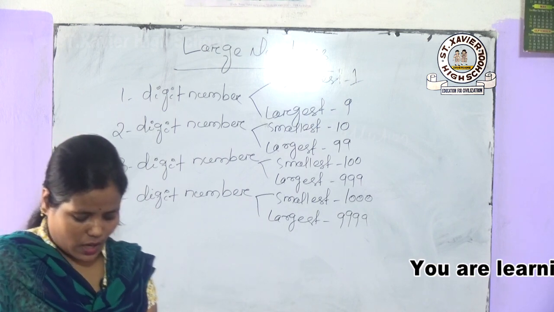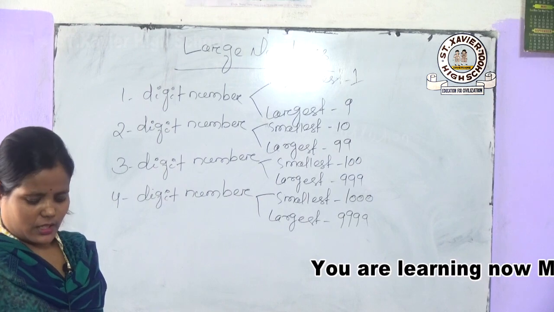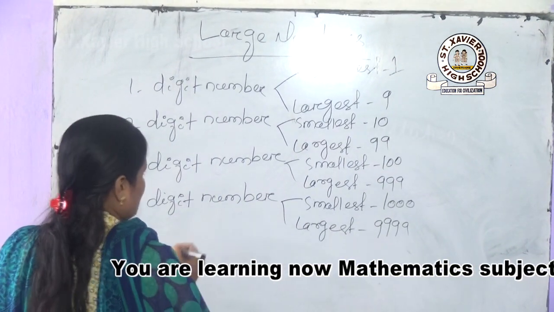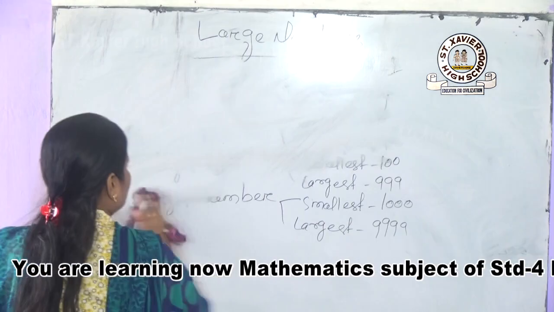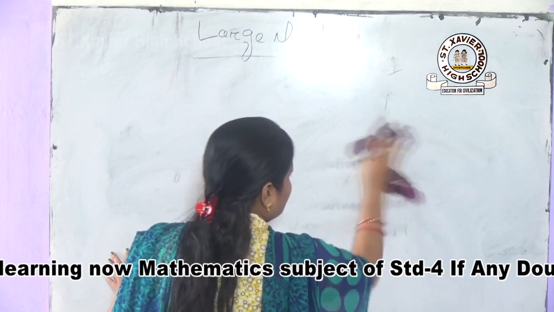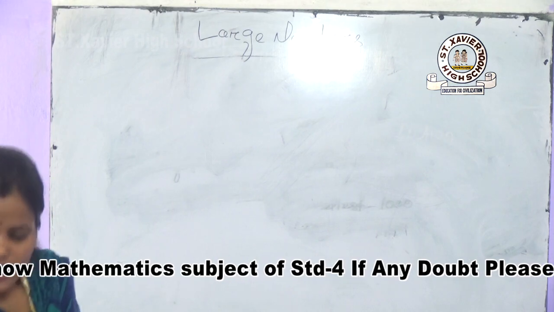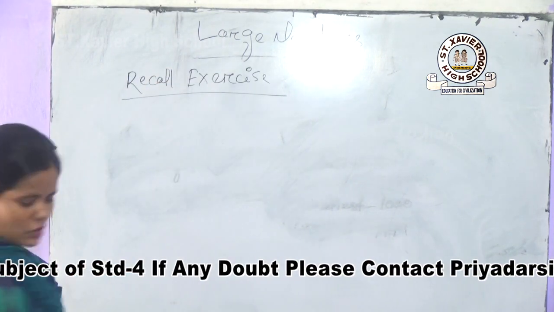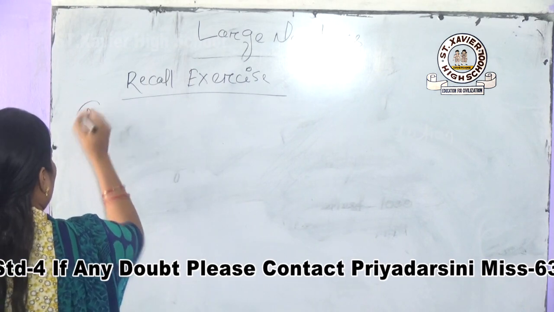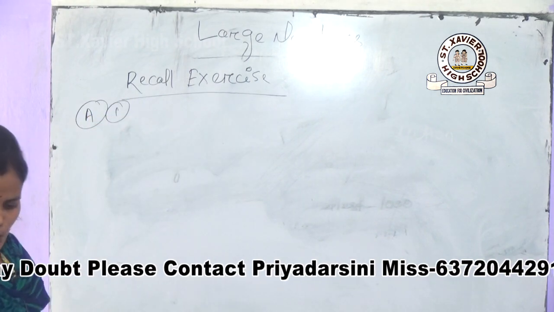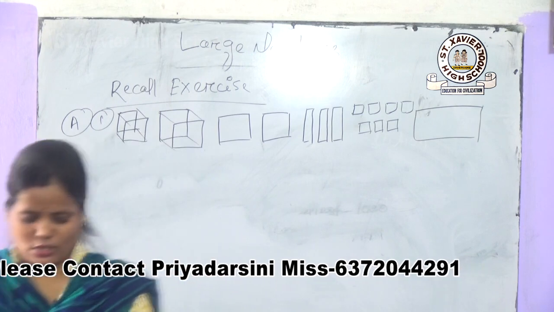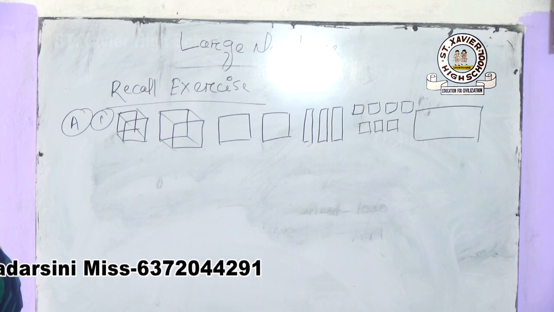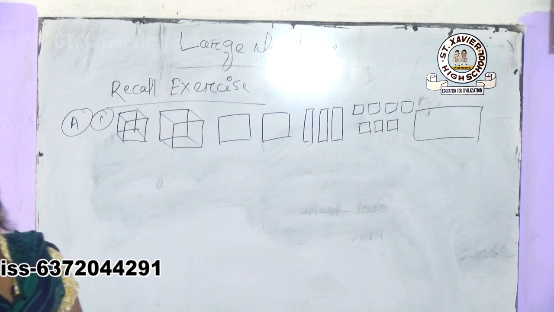So now come to your book, recall exercise. There are some questions in your book, recall exercise. There are so many questions. So question number A, 1: Write the number and number name and show the number on the abacus.